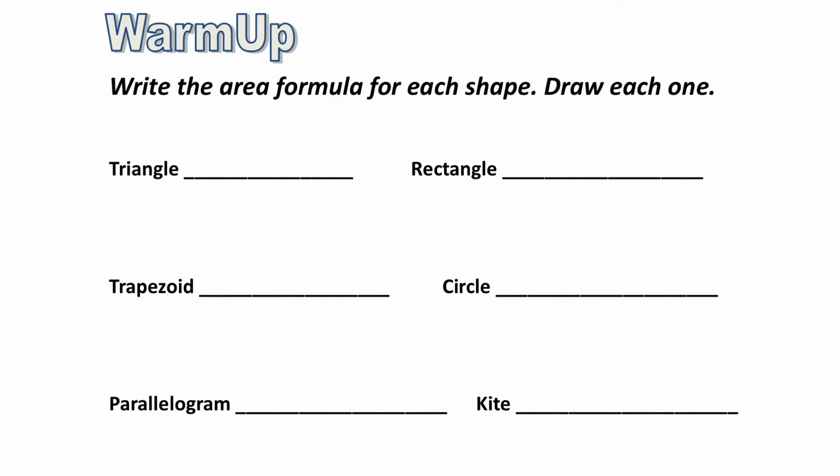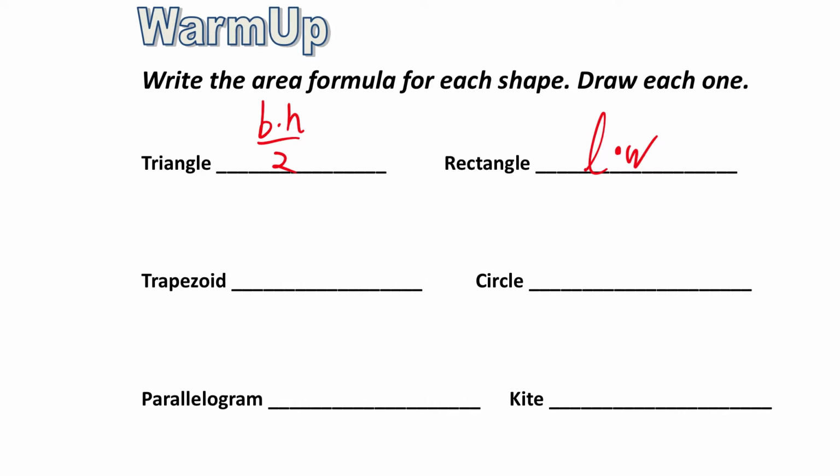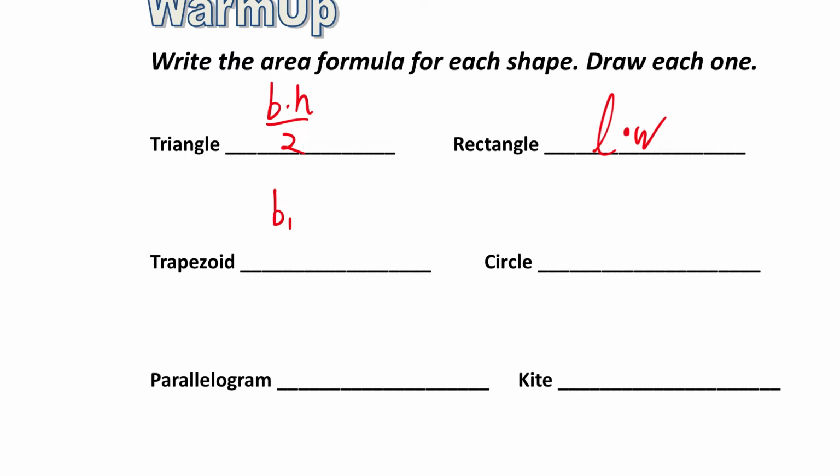So just the formulas quick. How do you find the area of a triangle? Base times height divided by 2. For a rectangle, base times height, length times width, however you want to say it. Okay, for a trapezoid, base 1 plus base 2 times height divided by 2.